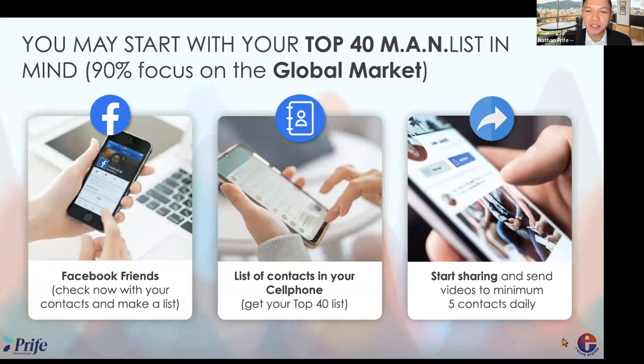All right. You get them from your Facebook friends. You have probably 5,000 friends on Facebook. You get them from your cell phones, your contact list. And you start sharing videos, testimonies, and you do 5 minimum every single day. If you start this business and you do this every single day, send to 5 people, send pictures and photos and videos, start sharing about this amazing iTerra Care.